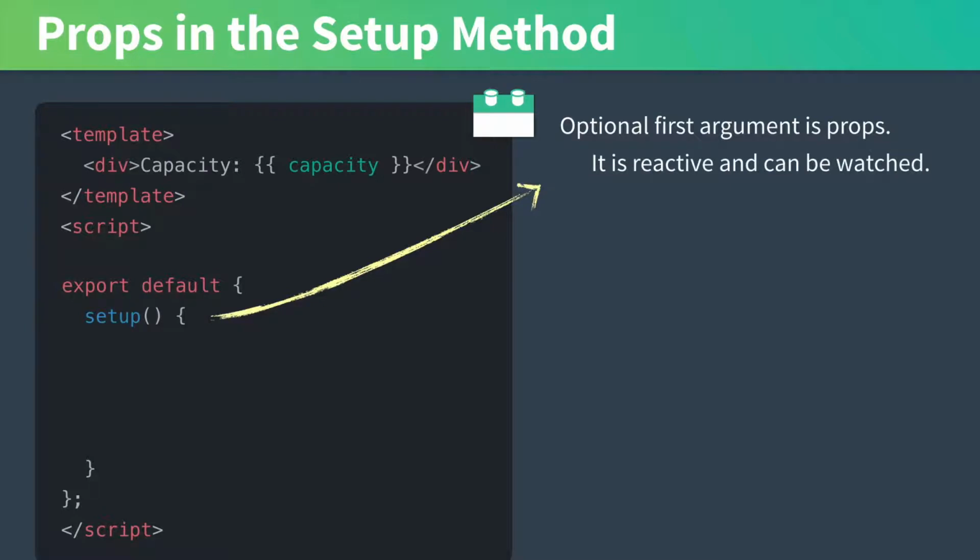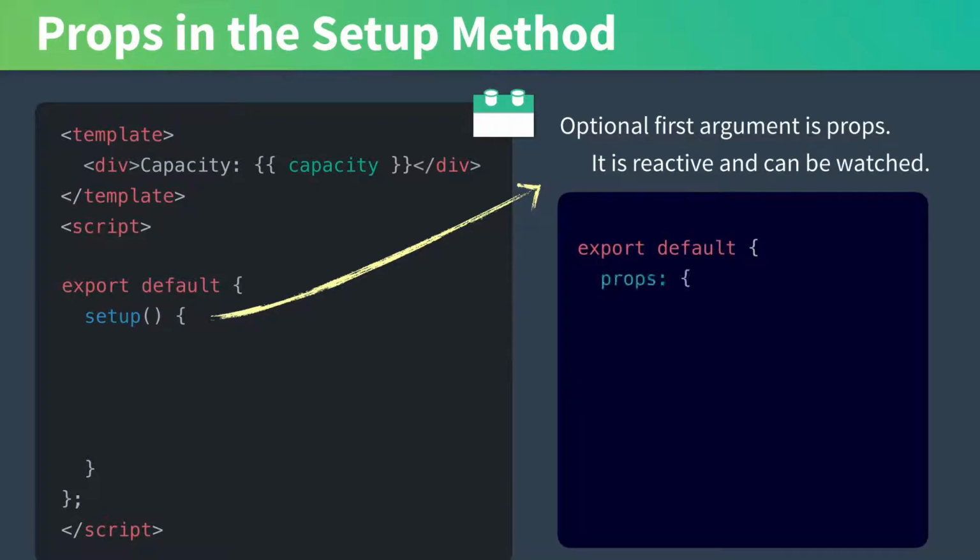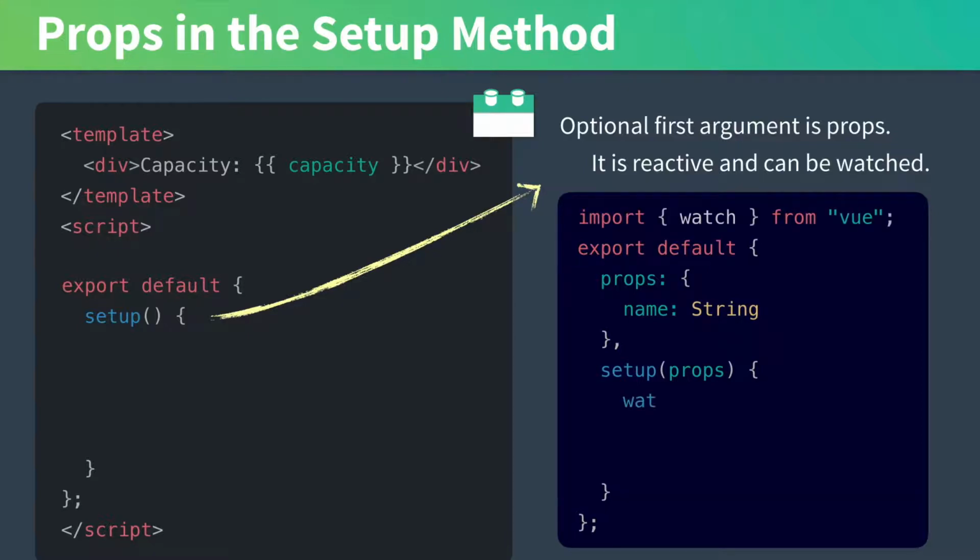So let me show you what that might look like. Here you can see I have a prop, which is name, and then I declare setup with the props argument. If I wanted to watch this prop for changes, I could import watch from Vue, then I could log out to the console whenever it changes.